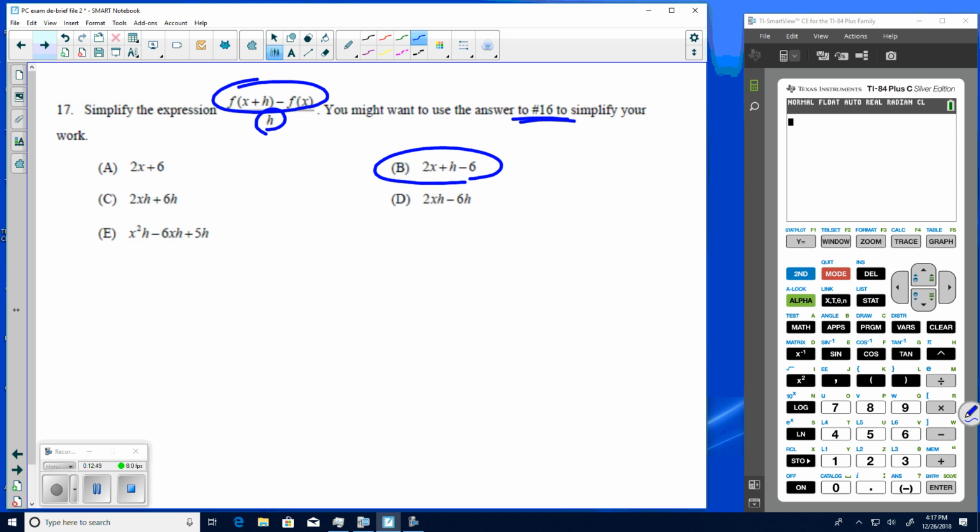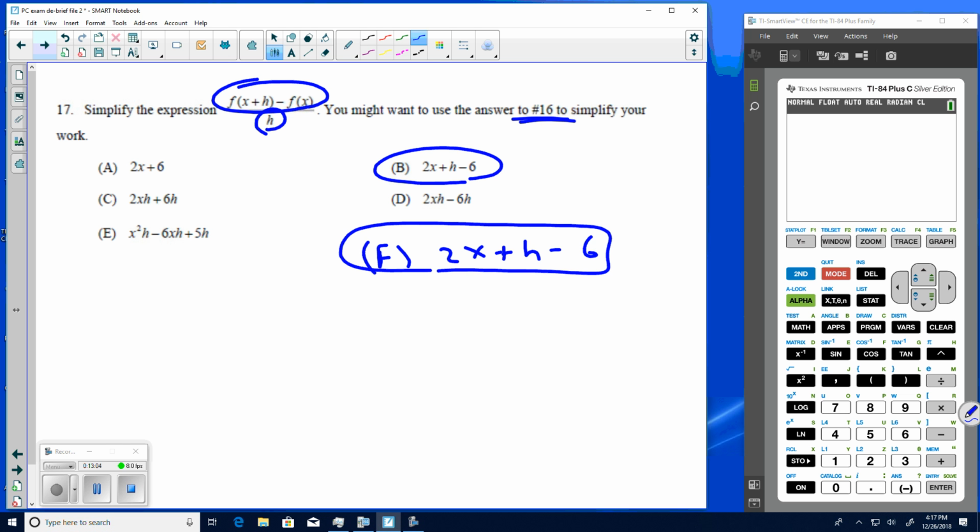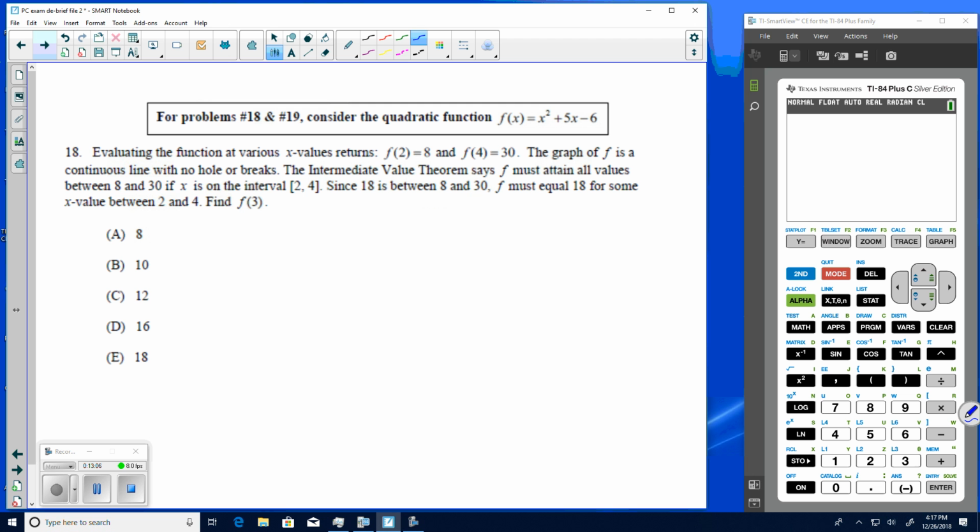This is a corrected version. You might recall that on exam day that choice wasn't there and you were directed just to write down the correct answer as choice F. So 2x plus h, take away 6. Okay, so sorry about not proofing the exam the first go round, but that's how you do it.